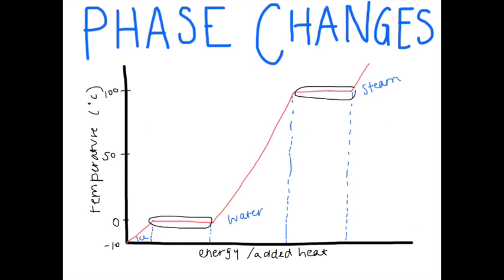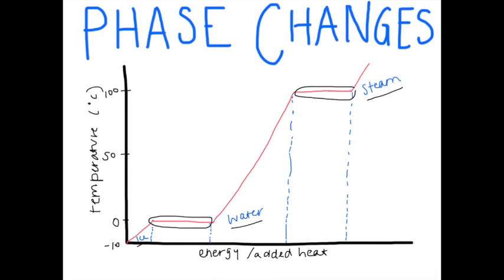I've also labeled the 3 states of matter. At the bottom we have ice. This is a graph for water, by the way. In the middle we have water, and finally we have steam. So the places where the graph levels out are places where phase changes are taking place. You can see from the graph that during phase change, temperature does not increase. Temperature remains constant. In other words, the temperature and the phase cannot change at the same time.